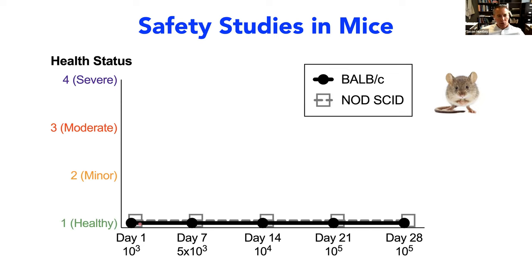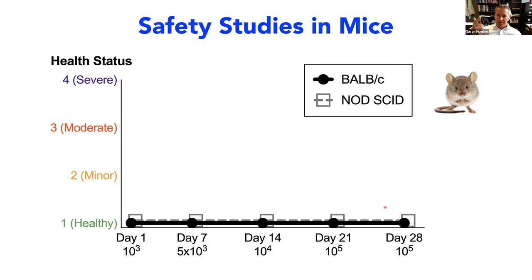Anything. What you can appreciate here is, when we look at these twice per day for up to a month, 10 to the third is 1,000 bacteria, 5,000, 10,000, 100,000. Those mice continually got our bacteria for a month. There was no diarrhea, no signs of disease. We then looked at these, you know, in the human world, we call it autopsies. In the animal world, we call it necropsies.